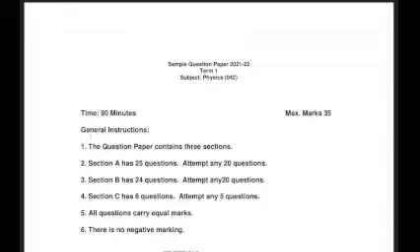General instructions. 1. The question paper contains 3 sections. 2. Section A has 25 questions. Attempt any 20 questions. 3. Section B has 24 questions. Attempt any 20 questions. 4. Section C has 6 questions. Attempt any 5 questions. 5. All questions carry equal marks. 6. There is no negative marking.